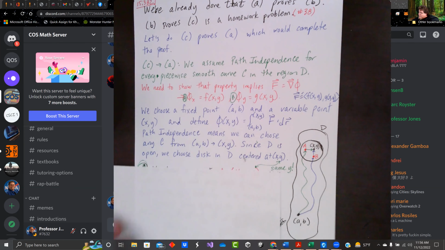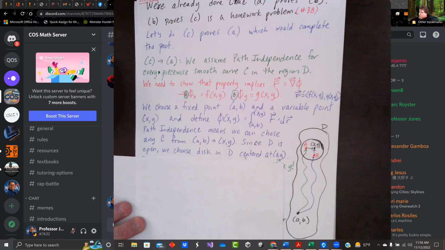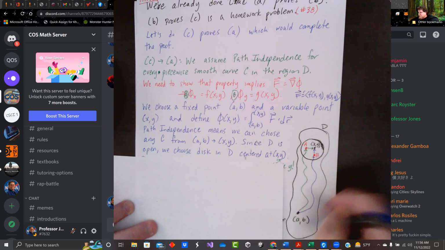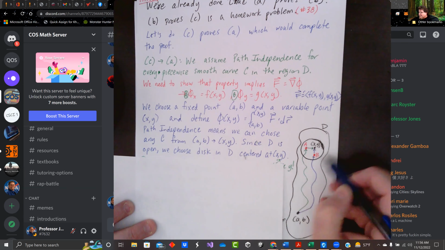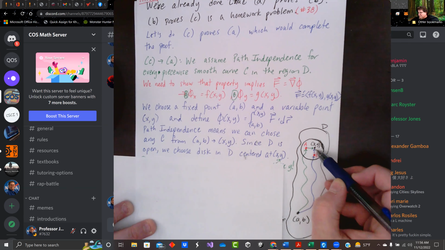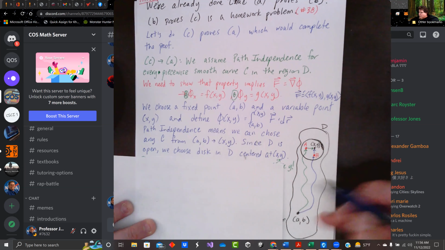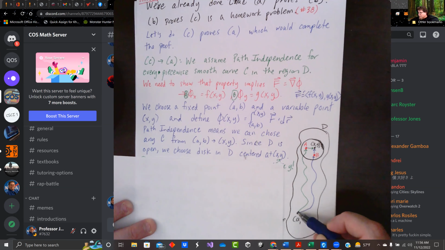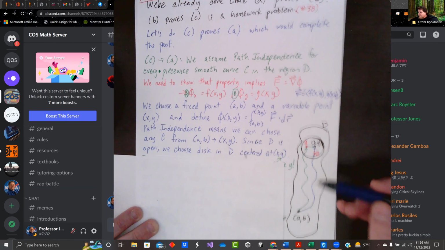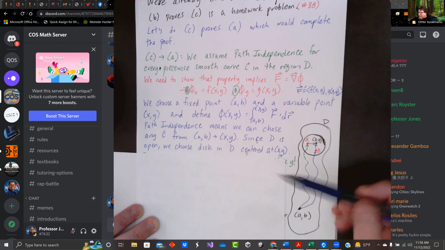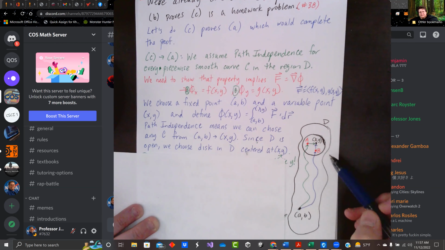So here's my picture. We're going to start with our region D, the big circle. I've got the point x y with a disk centered around it. This is not centered well. I did my picture kind of bad. And we're going to start at some point outside the disk, a b, and we're going to go from a b to x y. And we're going to show that the independence of path implies the conservative vector field.